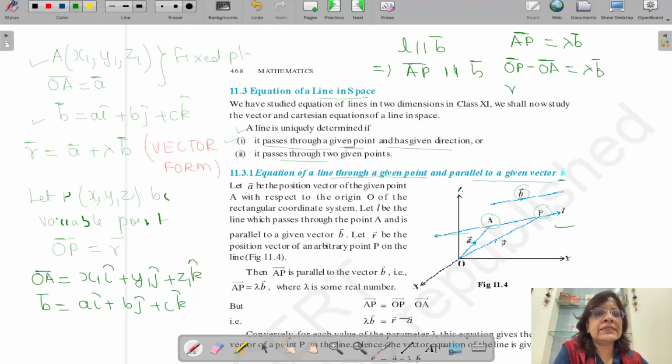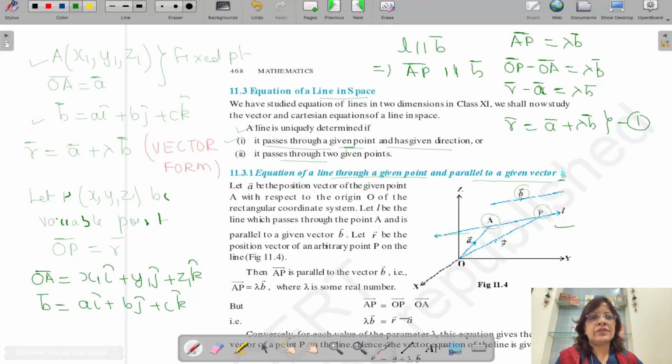Now, OP is r minus a, which we have taken as lambda times b. So from here we get the equation as r = a + lambda b. Remember, this is a formula that is used in almost all the questions. This formula will be used for a line passing through a fixed point and parallel to vector b. Now this is a vector form.